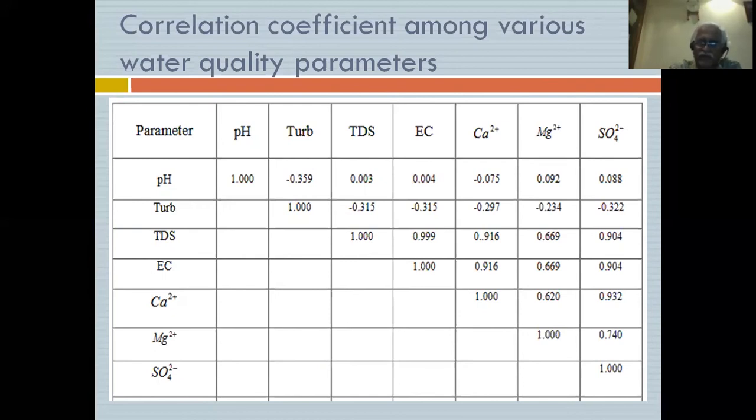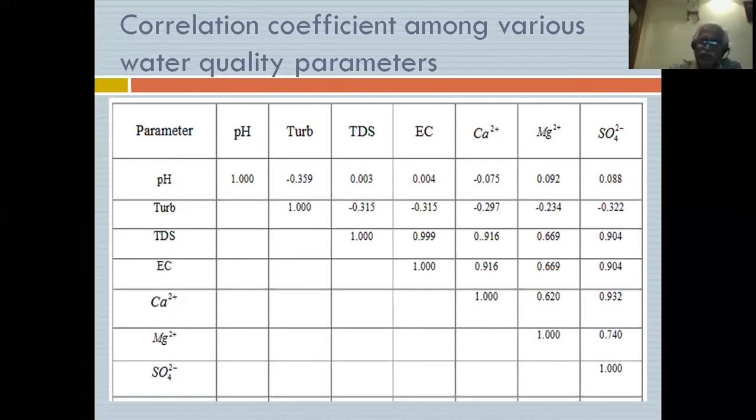Why? Because the summation of all cations and anions concentration is going more or less to TDS. I will explain you later very clearly. Now TDS is total dissolved solids, which means reflecting the total ions. So it has a good relation with calcium, magnesium and sulfate. So this is the thing.